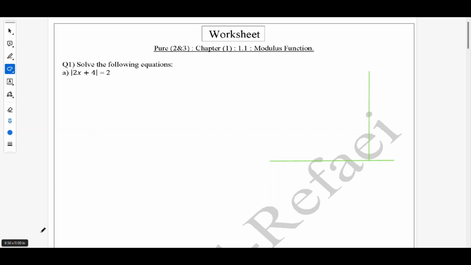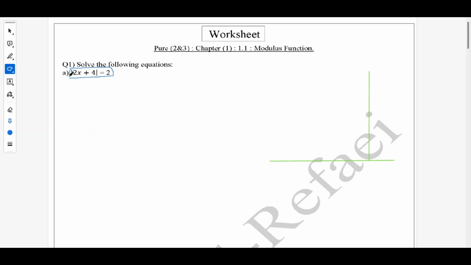Today in class we're going to talk about solving modulus functions. But before we start, I hope you watch the video that talks about 1.2, sketching modulus functions, because I'm going to use the sketching method in this class. What is the meaning of solving? Solving means I have to find the value of x that makes this equation correct.